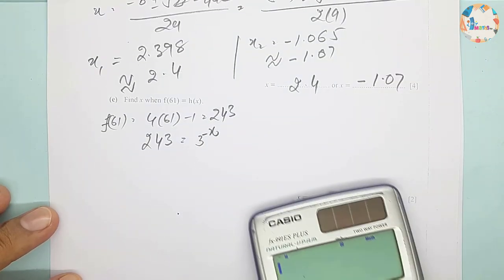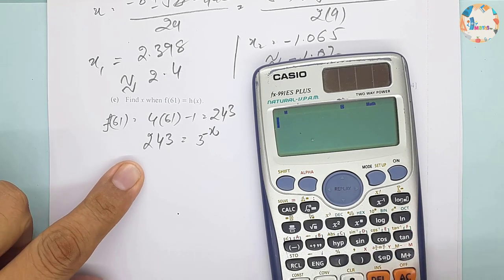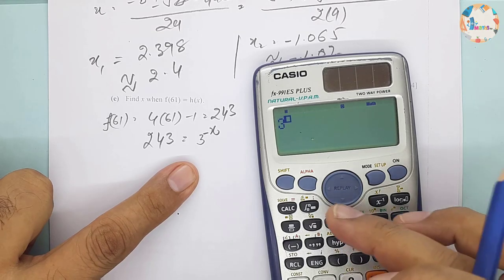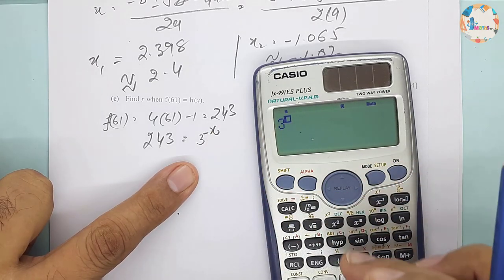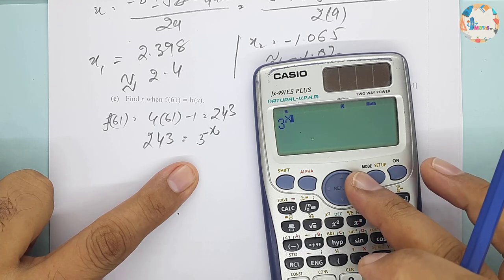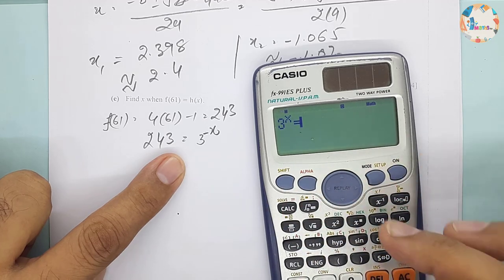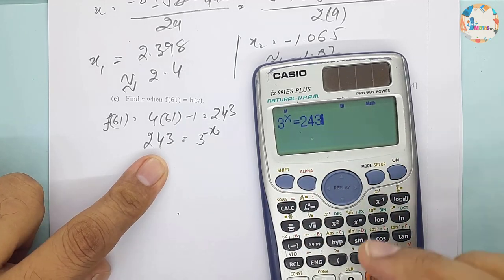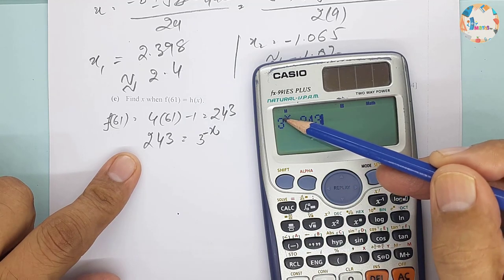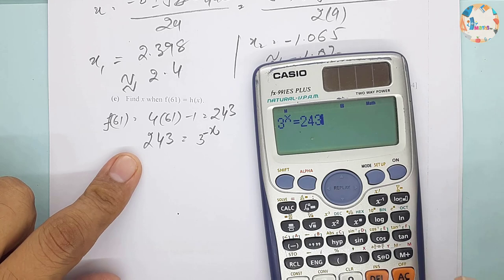So I will be using the calculator, and what we will be doing is writing 3 raised to the power, I will not write minus, I will write x, alpha x, this one is equal to, we will be putting alpha, this one equal to 243. So I have written this equation, but keep in mind I have written plus here, so the minus sign we will attach to whatever answer we get.